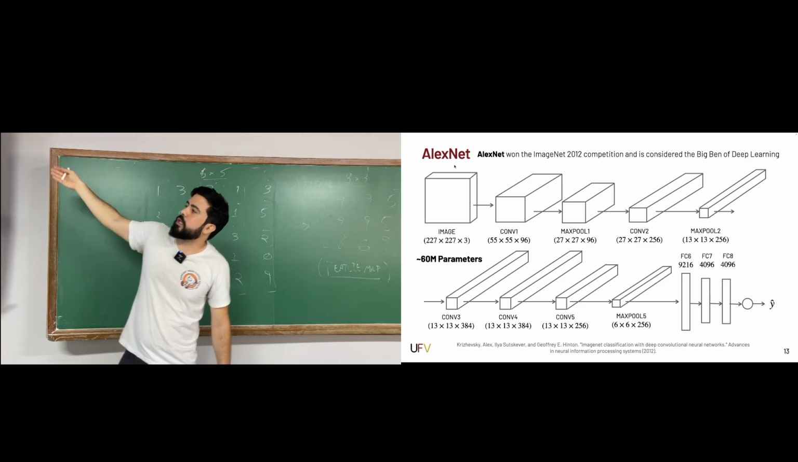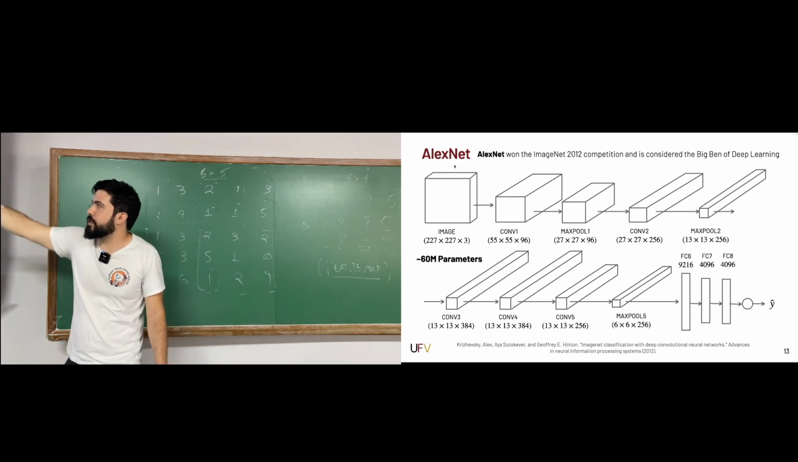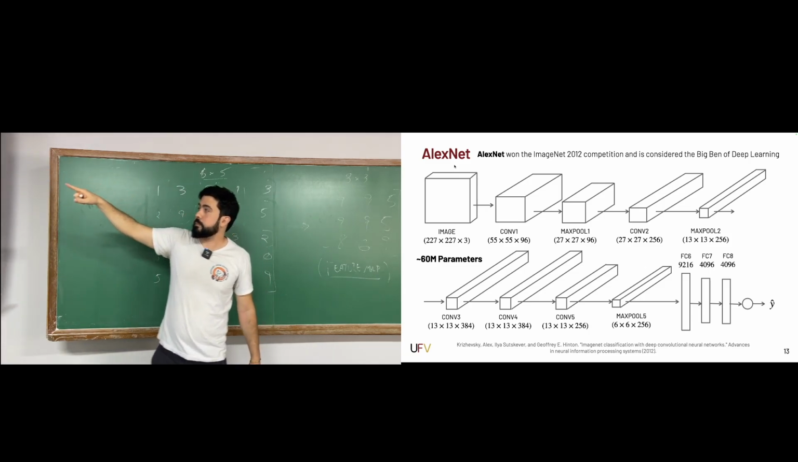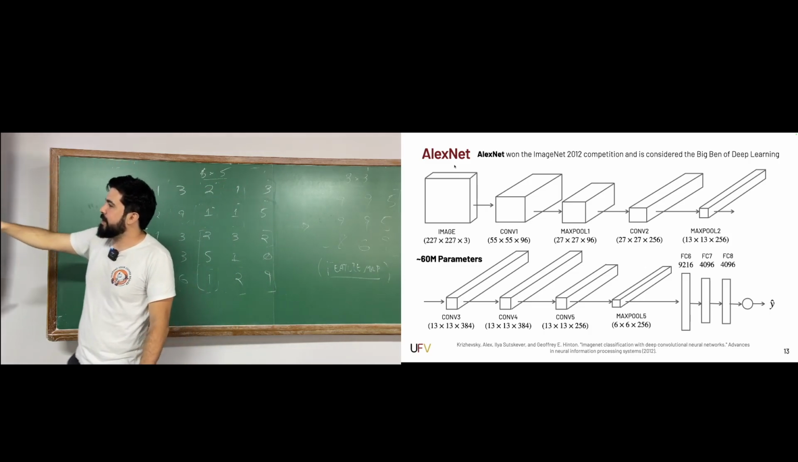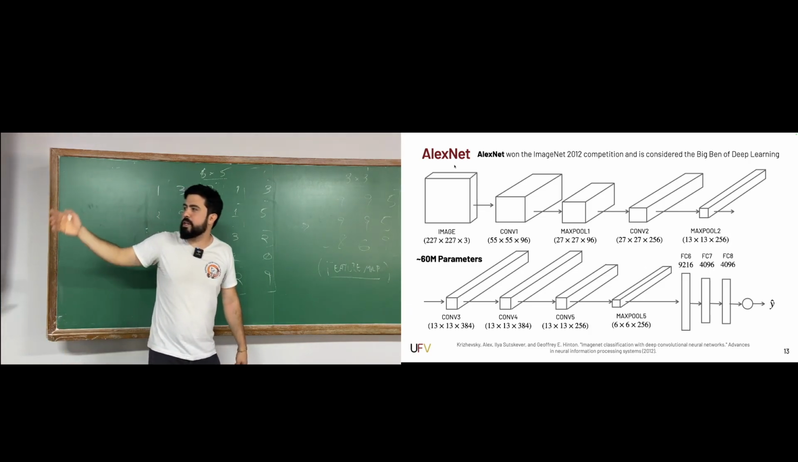So the network is as follows. It has a convolution followed by, and now one key difference is using max pooling instead of average pooling, right? And then you have a second convolution followed by a second max pooling. And then you have this sequence of 3 convolutions here, conv 3, 4, and 5.